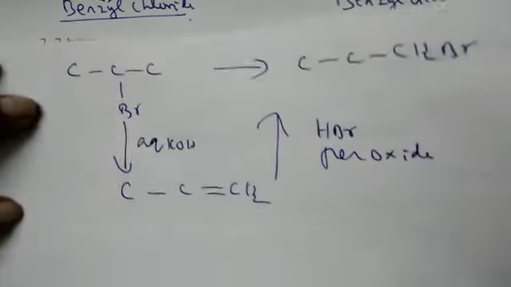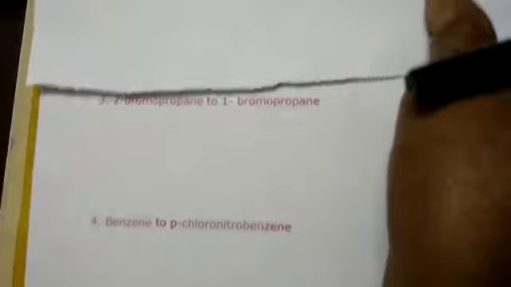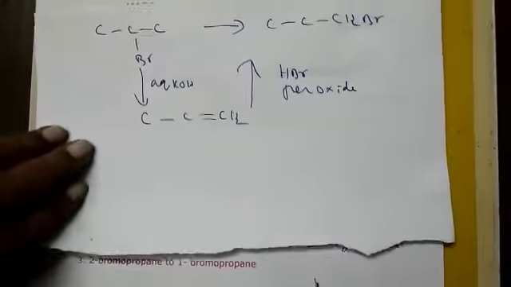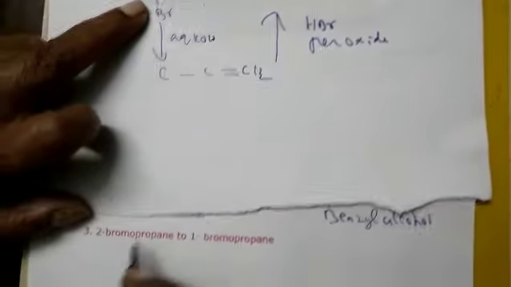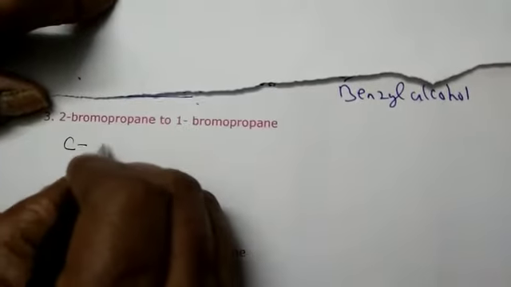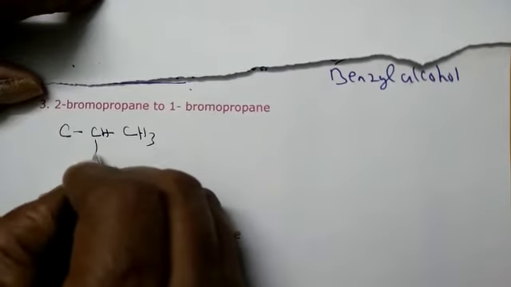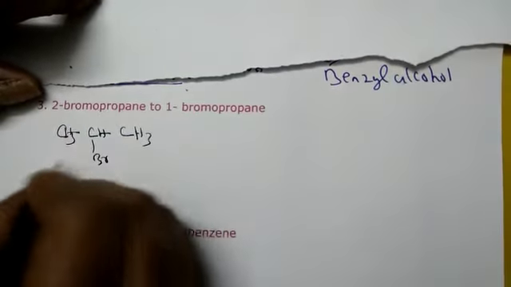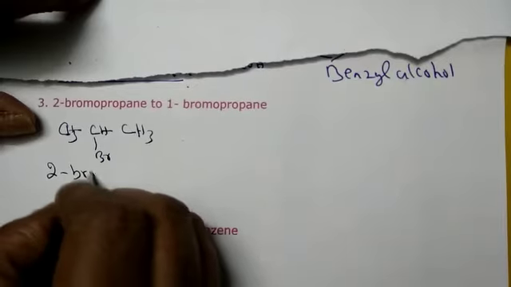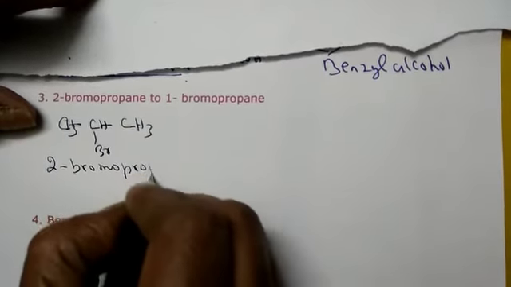Let us write the equation by following the plan. Before starting the reaction, you have to verify with your plan. Now I am starting with 2-bromopropane. Let me write the perfect equation. So 2-bromo, this is the second carbon, write Br, and write the name of the compound: 2-bromopropane.